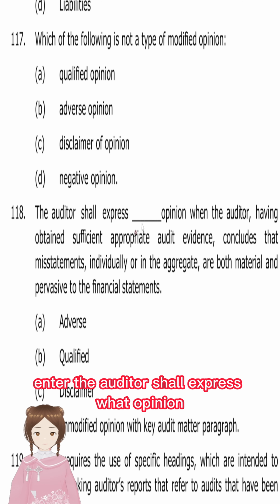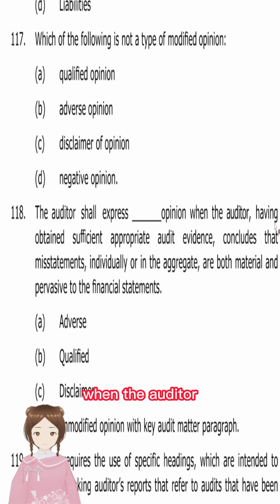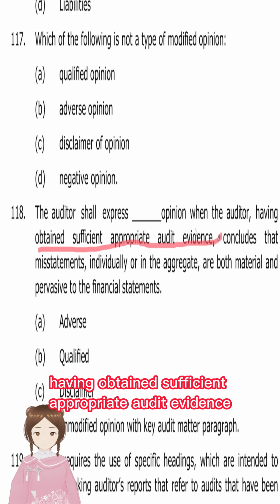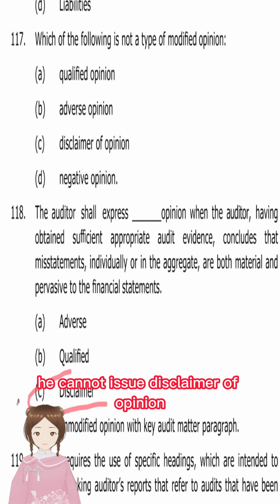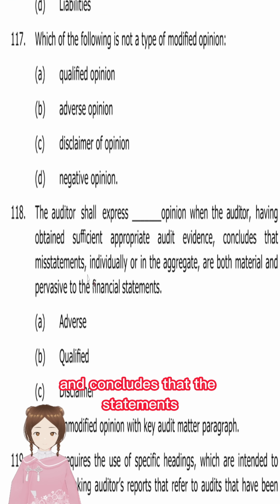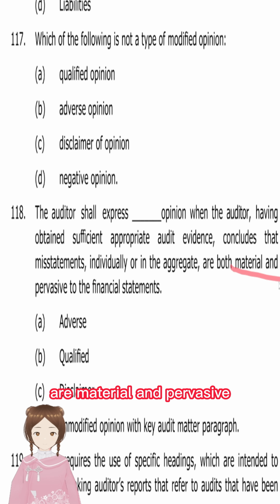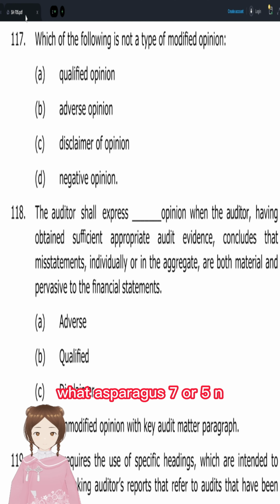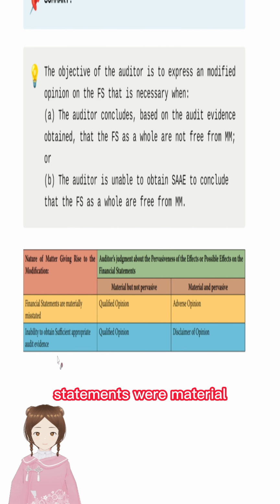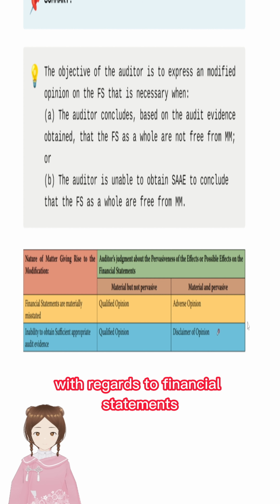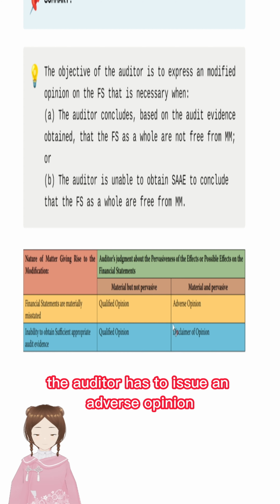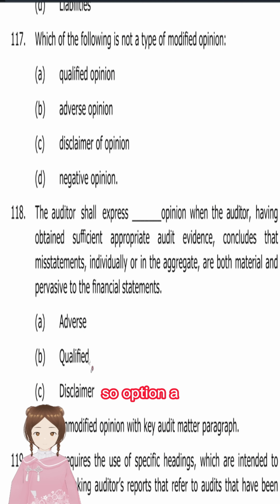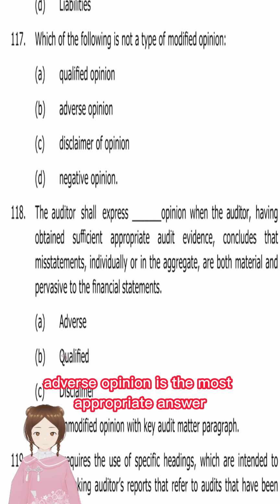The auditor shall express what opinion when the auditor, having obtained sufficient appropriate audit evidence, concludes that misstatements are material and pervasive to financial statements? As per SA 705, when the misstatements are material and pervasive with regards to financial statements, the auditor has to issue an adverse opinion. So option A, adverse opinion, is the most appropriate answer.